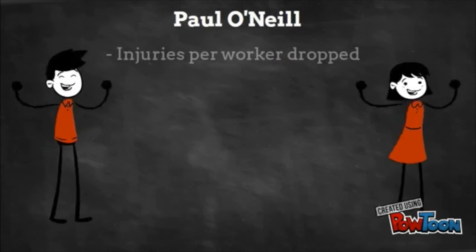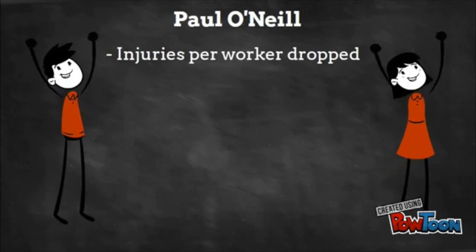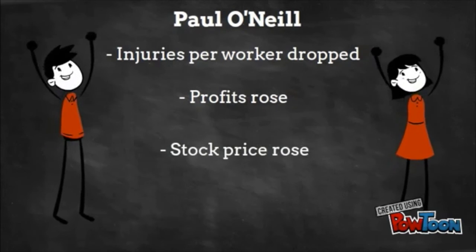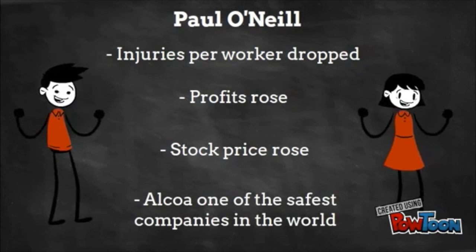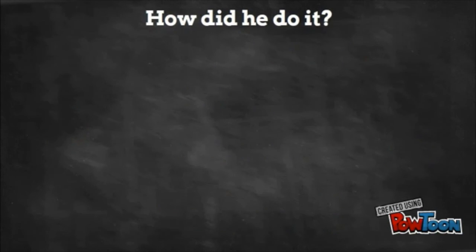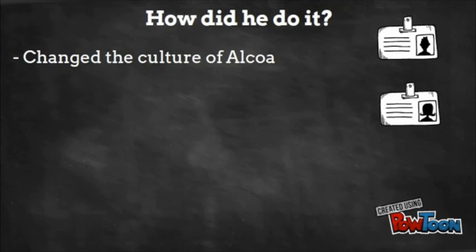Thanks to O'Neill, at Alcoa, workdays lost to injury dropped from 1.8 to 0.2 per 100, profits increased from 3.5 billion to 7.5 billion, stock price rose 200%, and Alcoa became one of the safest companies in the world. How did O'Neill do it? He changed the Alcoa culture to become family-like, increasing social responsibility.